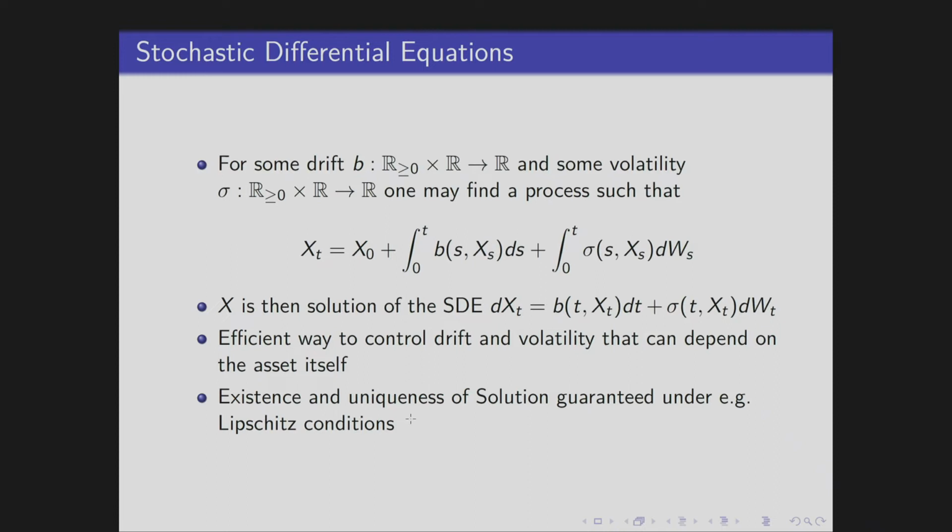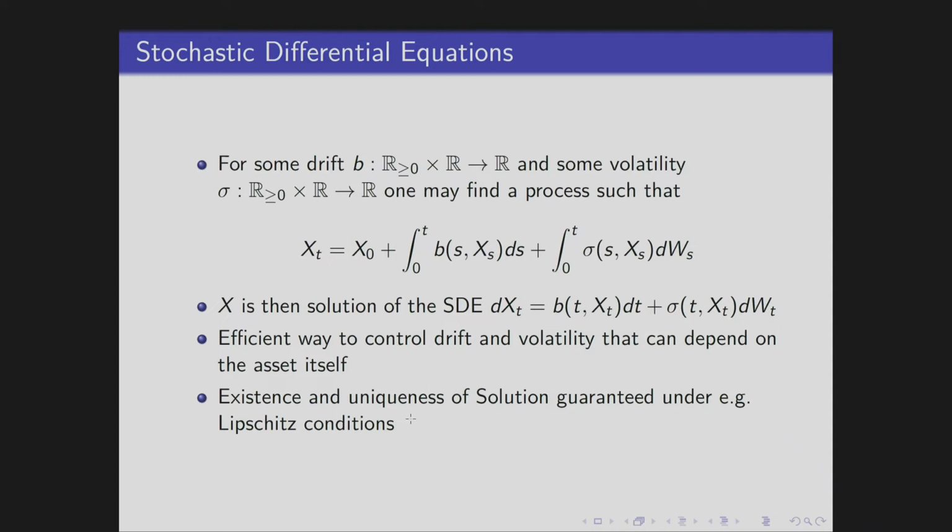So sigma is a factor in front of the Brownian motion, and so if sigma is big, we take a lot of Brownian motion, so we have a lot of randomness. If sigma is small, we have less randomness. And b is simply the drift that goes up or down. So if b is positive, we go up. If b is negative, we go down.